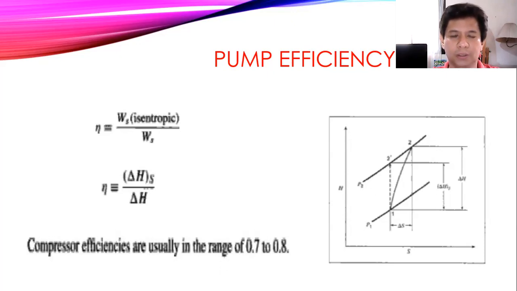So the lowest horsepower corresponds to 100% efficiency. And usually, that lowest energy requirement happens on an isentropic process or constant entropy. So, thus, the equation for pump efficiency is equals to Ws isentropic divided by Ws actual. Okay?